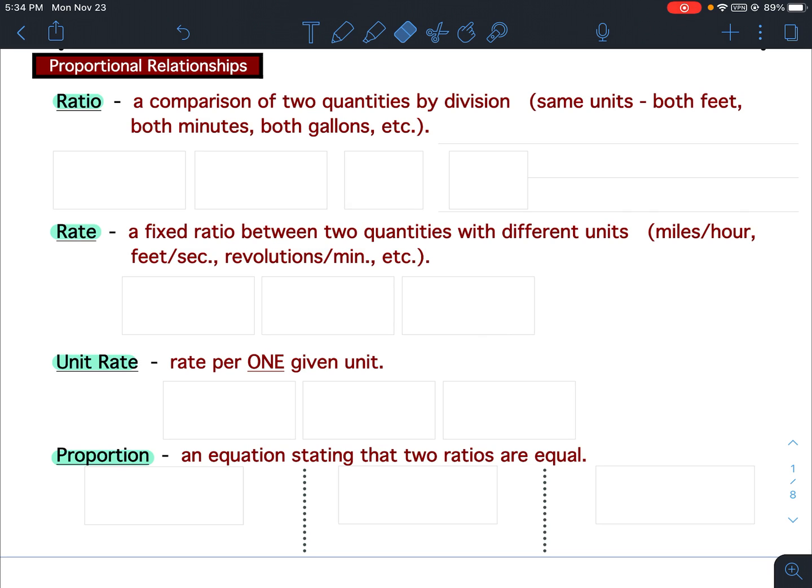Okay, a ratio is the comparison of two quantities by division. It has the same units. So both quantities are dealing in feet, or both quantities are dealing in minutes, and so forth. All right, there's 3 ways to write a ratio. You should have already learned this.